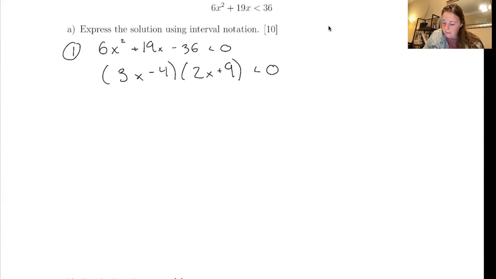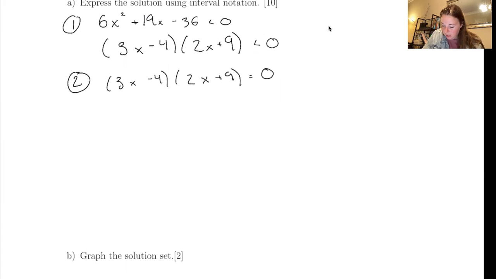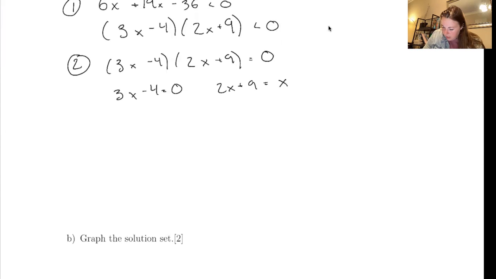Okay, so our next step is to solve the equality. So I set it equal to 0 for the purpose of distinguishing my intervals. So we know from the zero product property that these two things are equal to 0 if one of them is equal to 0. So we set each one, I mean each factor, equal to 0 on its own. And we solve for x. So we get x is 4/3 and x is -9/2.